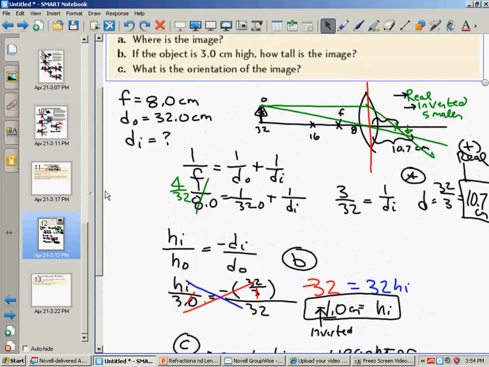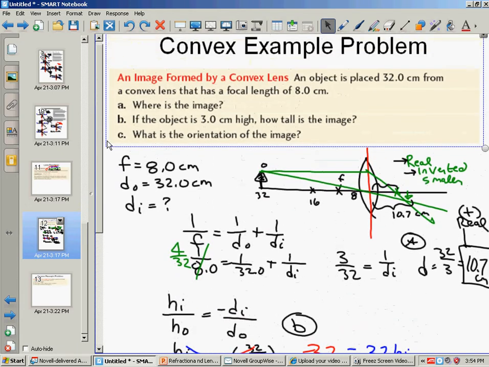So that's how we use the lens and mirror equation. I could have done a scale drawing. I didn't have to go through all this math. I could have done a nice scale drawing with my picture and gotten the exact same numbers. But the math is a lot easier to work with than busting out your ruler to get a nice scale drawing. Now how does this image change?